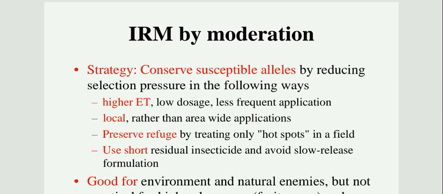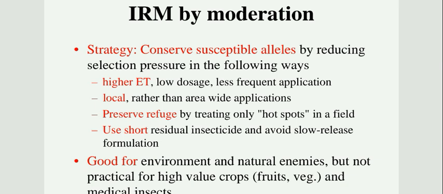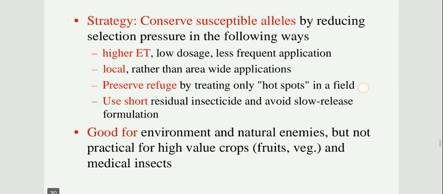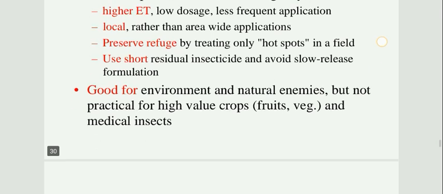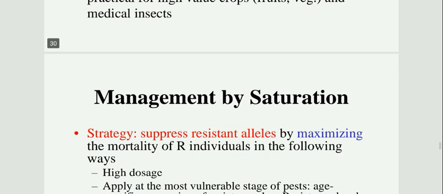IRM by moderation strategy conserves susceptible alleles by reducing selection pressure in the following ways: higher action threshold, lower dosage, less frequent application. Local rather than area-wide applications, preserve refuge by treating only hotspots in a field. Use short residual insecticide and avoid slow release formulation. Good for environment and natural enemies, but not practical for high value crops, fruit, vegetables, and medical insecticides.